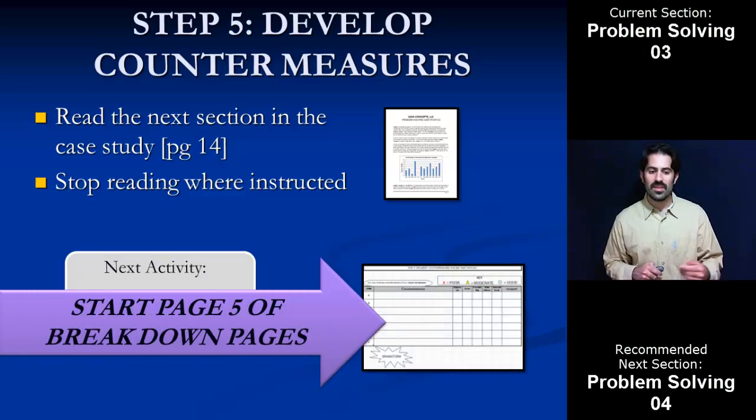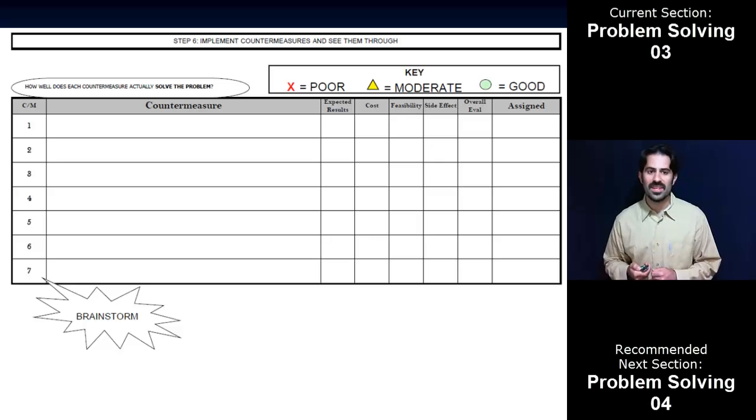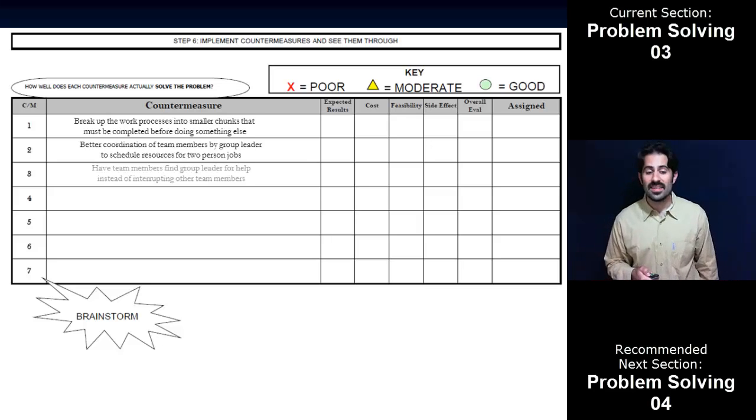And after the stop, then we'll pull it up and we'll take a look at how we do that. And pulling up page 5. So we want to brainstorm all of our countermeasures, either us individually, if we're working in a team, as a group, whatever we want to do. No idea is too crazy. We want to consider all of our options and go ahead and list them out.